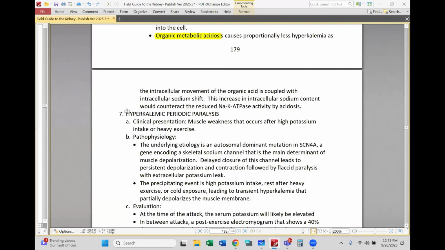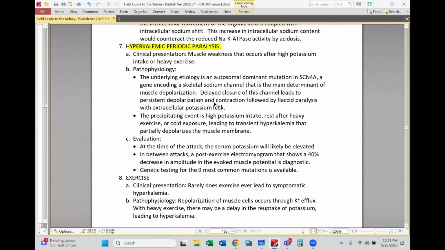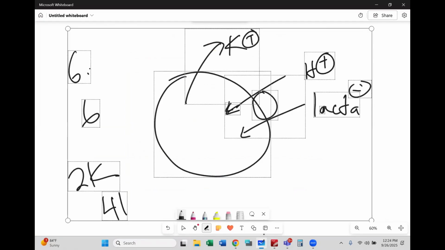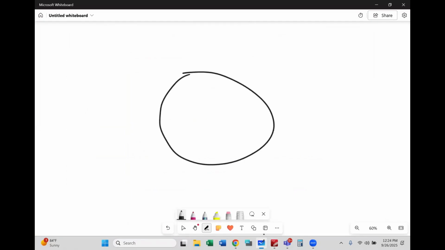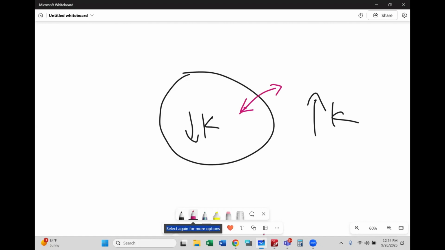Let's then move on to a unique form of transcellular shift, and that's hyperkalemic periodic paralysis. We talked about, again, the clinical relevance of hyperkalemia, and said that the clinical effect of hyperkalemia is most prominent when you have an increase in K content in the ECF with a decrease in K content in the ICF. That is the worst case scenario that causes an electrical instability across the cell membrane, okay?